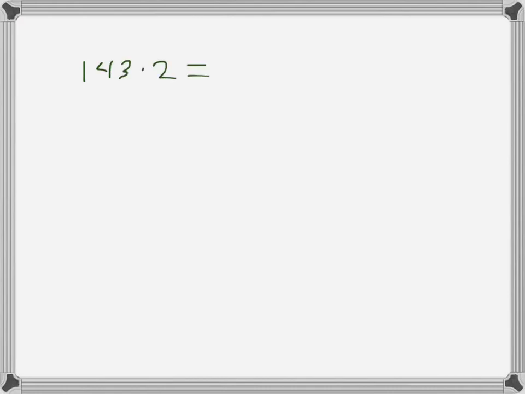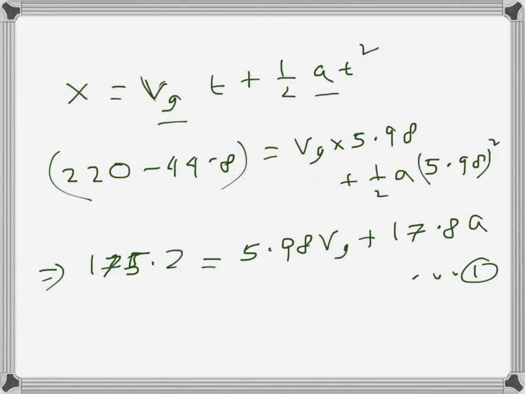143.2 equals 5.12 Vg plus 13.11 A. So that is equation 2. So this one was equation 1.